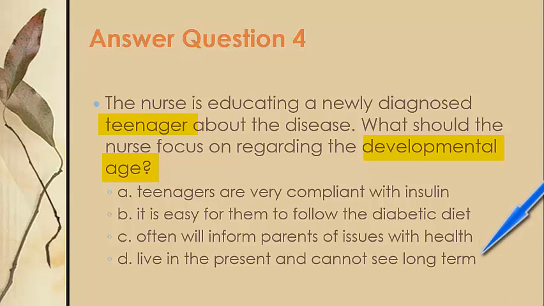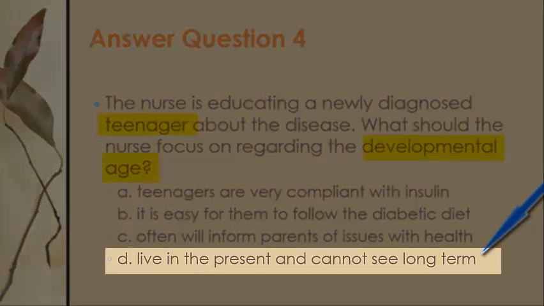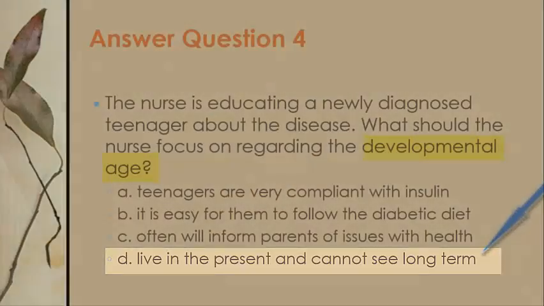They live in the present and cannot see long term. And that is the correct answer, because that's the only one that makes sense at their developmental level, because they live in the here and now. You can tell them about the long-term consequences of non-compliance, and they can't even fathom that any of those things can happen, because they think they're indispensable. Nothing's going to happen to them. That's just the way teenagers live.